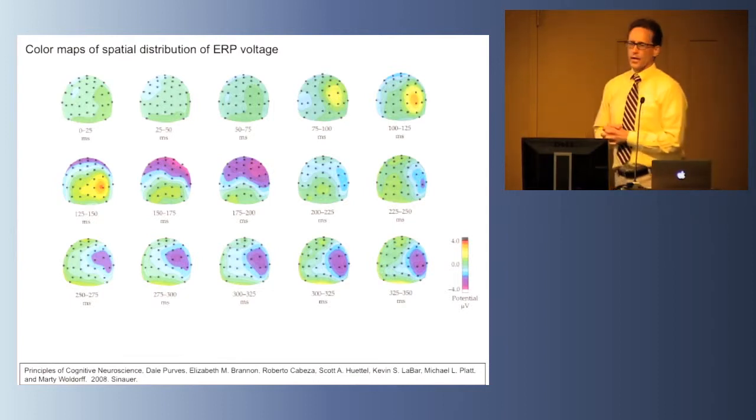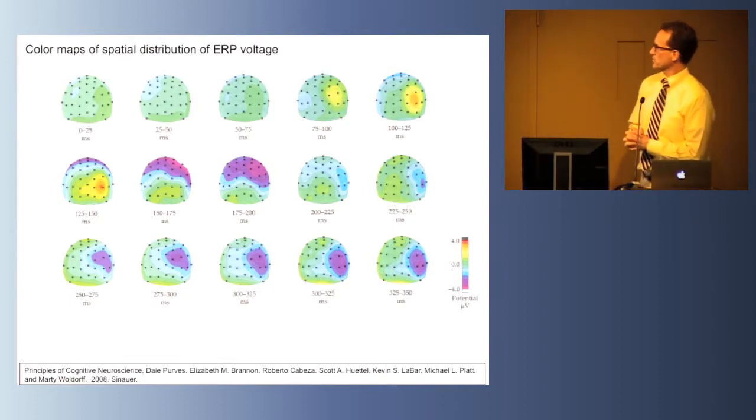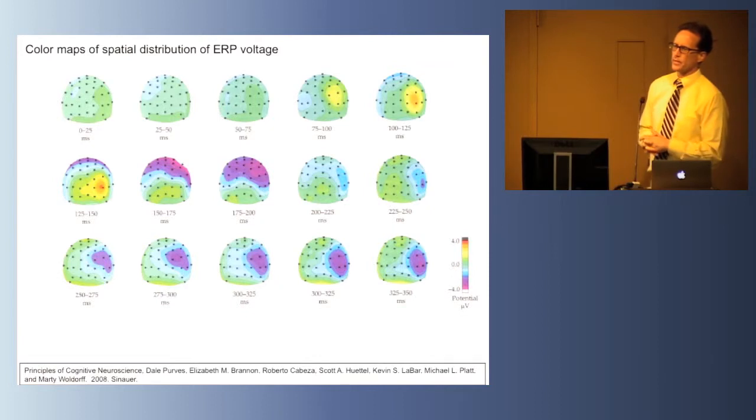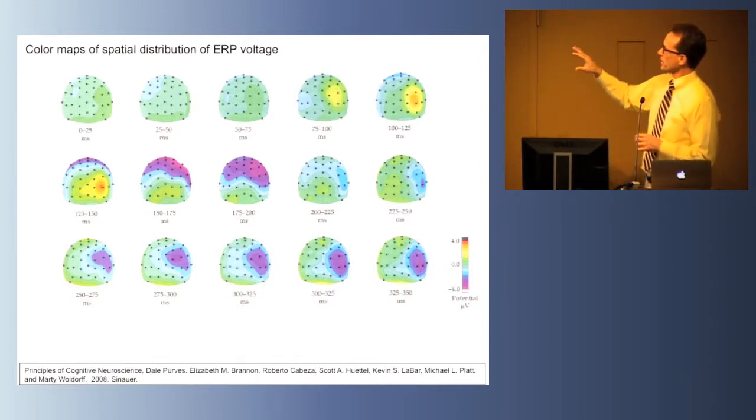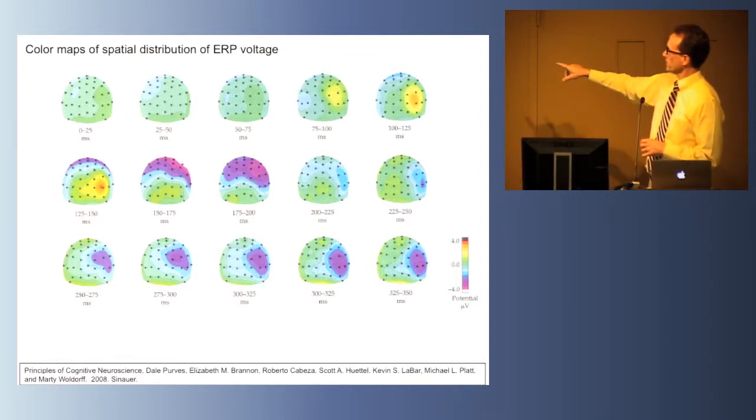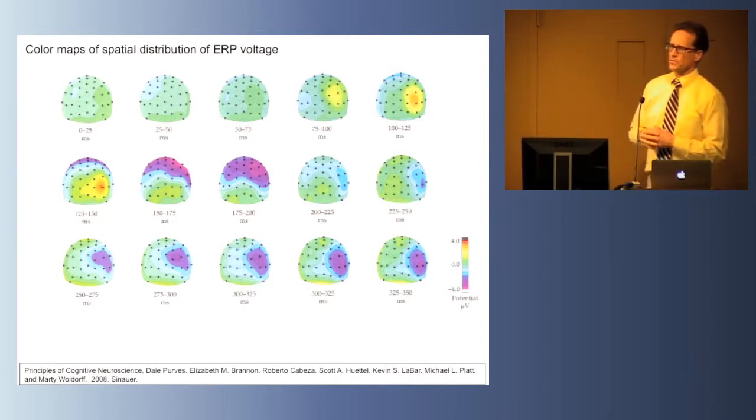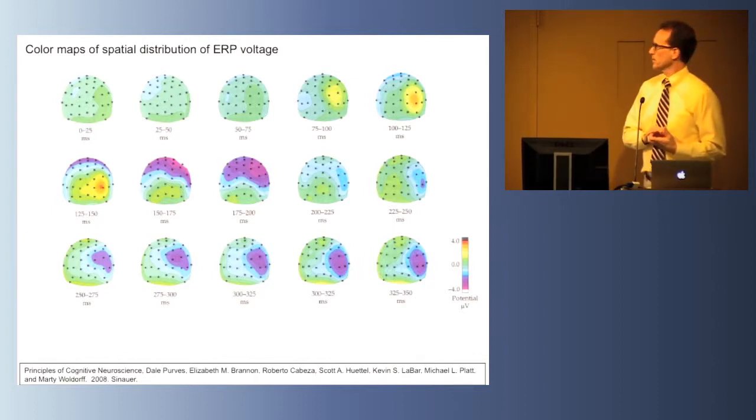We can also construct color maps of the voltage or the frequency content recorded at different electrodes. This is a sequence of images from the back of a human head. The black dots show the locations of all the electrodes, and the color is intended to portray the voltage occurring at each slice of time, 0 to 25, 25 to 50, and so on, after the stimulus was presented. So this is another way of looking at the event-related potential.